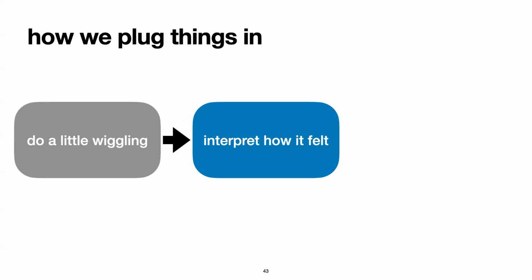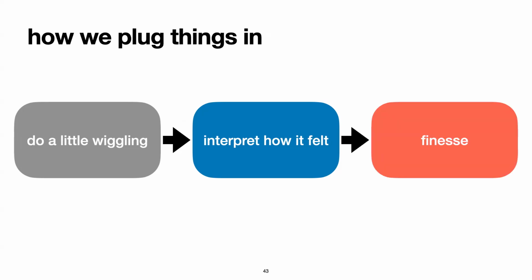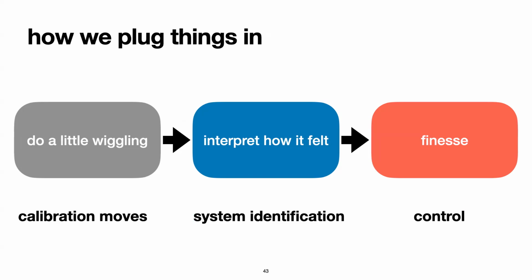Is it really loose on one side? I then use this model that I built up in my head to finesse the plug in with the least amount of resistance. If you want to think about this in a control sense, I have a bunch of calibration moves, I have sysID, and then I have a control step.